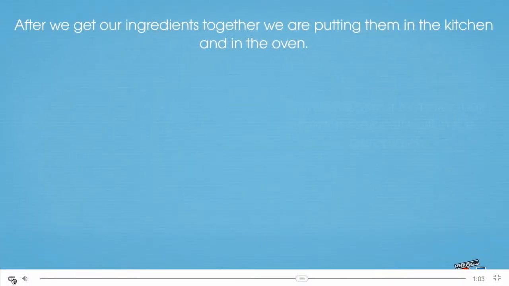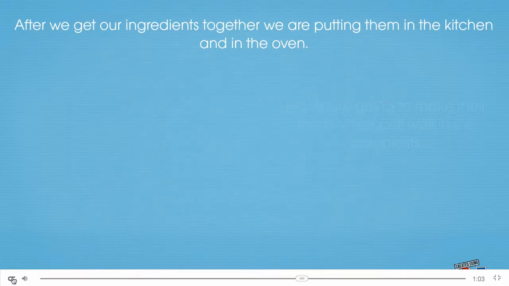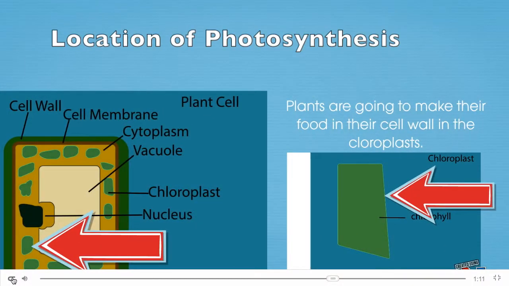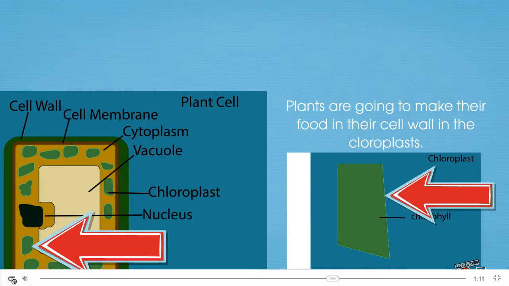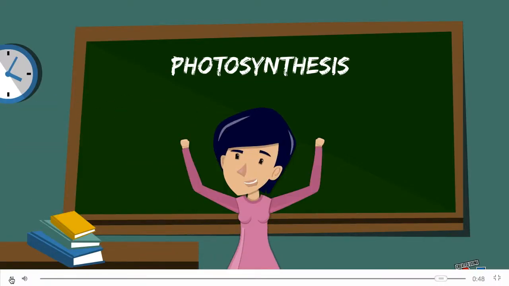After we gather our 3 ingredients and assemble them into a pizza, we'll be putting our food in an oven in our kitchen. While plants will be taking their 3 elements within the cell walls and their leaves, specifically within the chloroplast. The process for cooking pizza is called baking, while the process for plants making food is called photosynthesis. I hope that story helps you remember what 3 elements are needed for photosynthesis to occur.